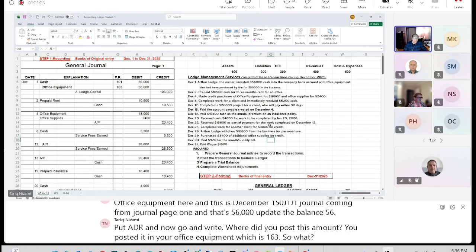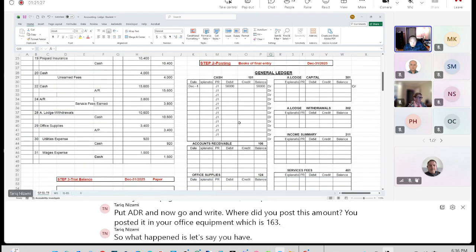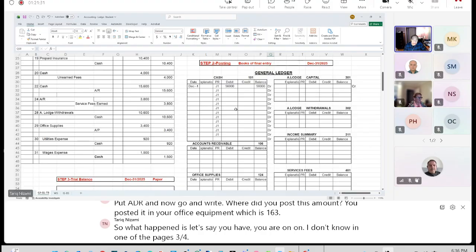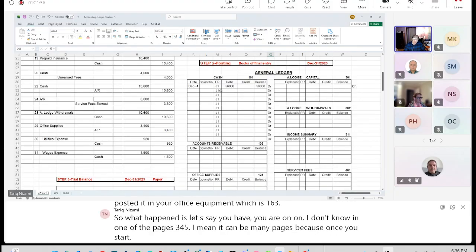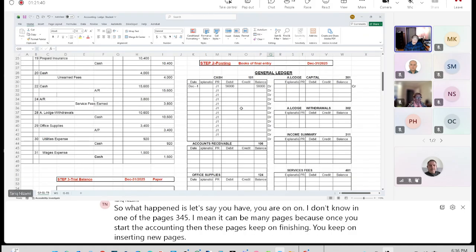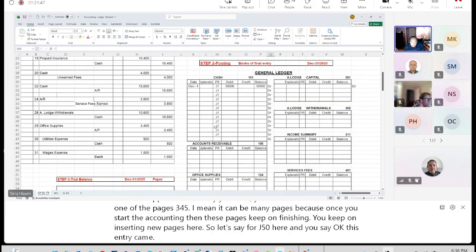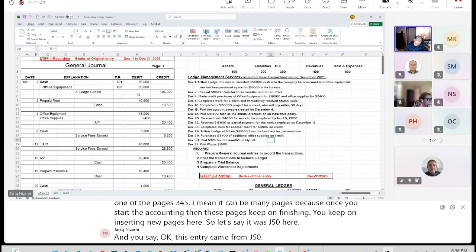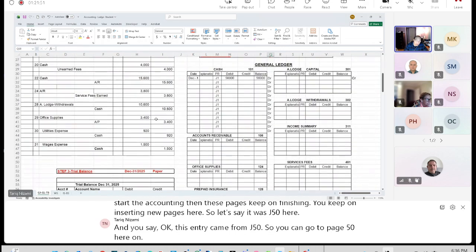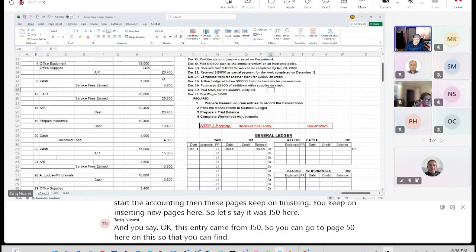So what happened is, let's say you are on one of the pages 3, 4, 5. It can be many pages, because once you start the accounting, these pages keep on finishing. You keep on inserting new pages here. So let's say it was J50 here, and you say, okay, this entry came from J50. So you can go to page 50 and see what that entry was, by the way.